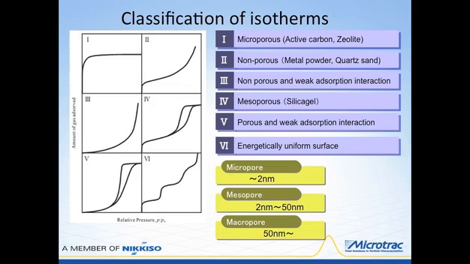One thing I do want to mention once again: micropores are 2 nanometers and smaller. Mesopores are 2 nanometers to 50 nanometers, and macropores are on the order of 50 nanometers and greater.